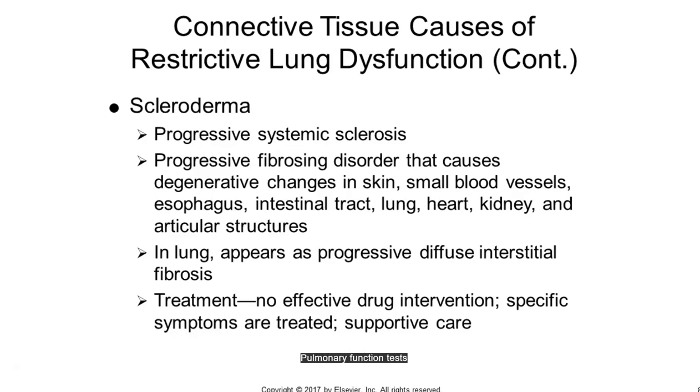Pulmonary function tests will exhibit signs of restrictive lung disease with very decreased DLCO. Blood tests will show increased erythrocyte sedimentation rate, ESR. Urinalysis will show proteinuria. GI series will show esophageal dysfunction, and skin biopsies will show fibrotic changes. Since there is no effective cure or drug intervention, supportive care is aimed at treatment of symptoms. Lung transplantation may be an option if other organs are not involved.